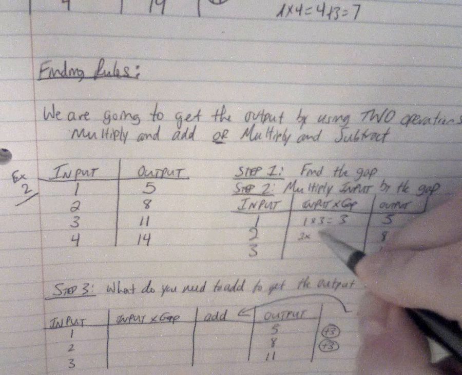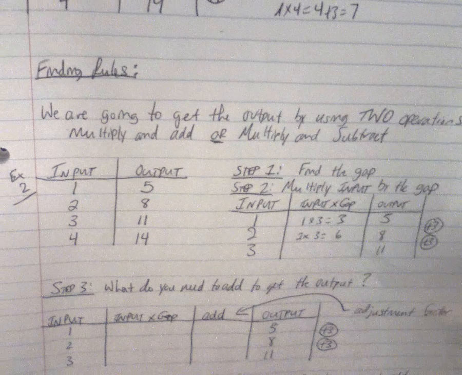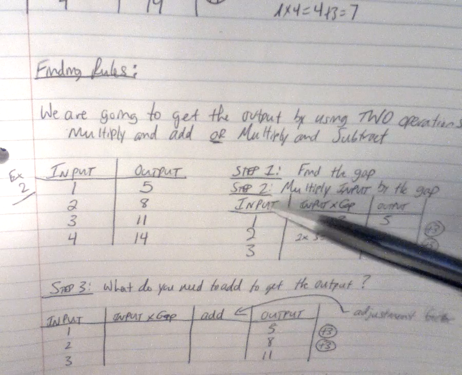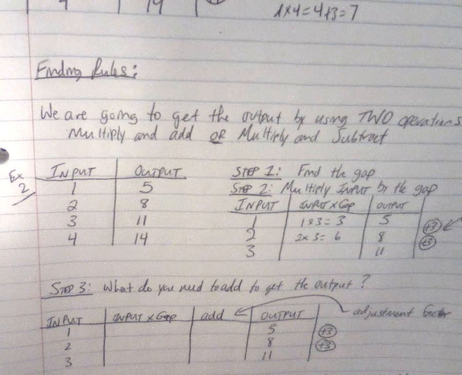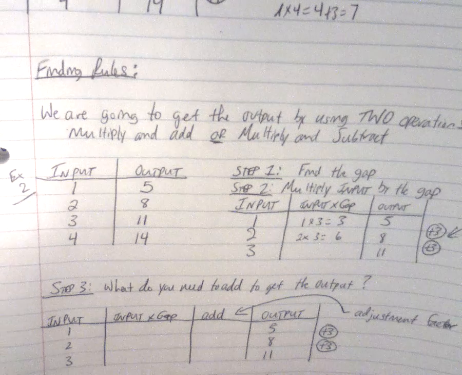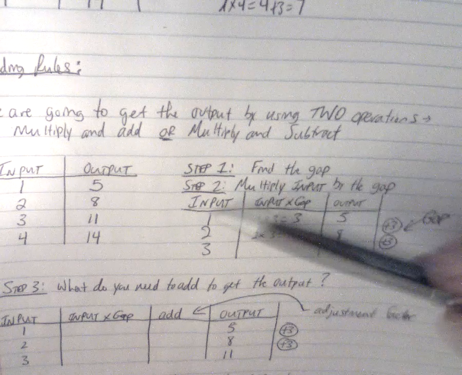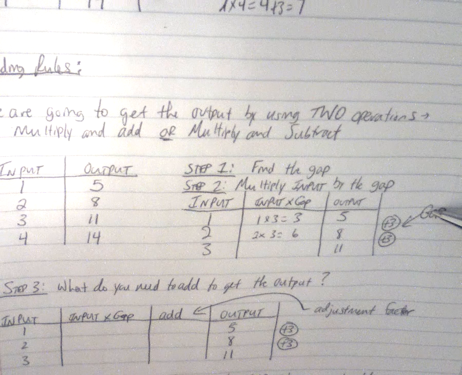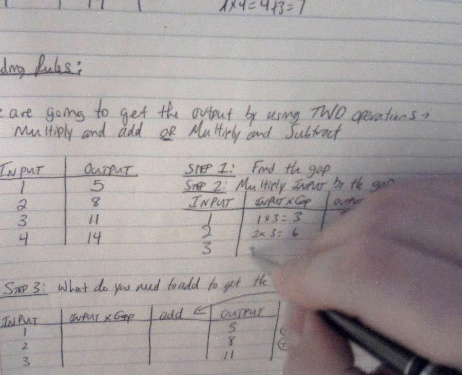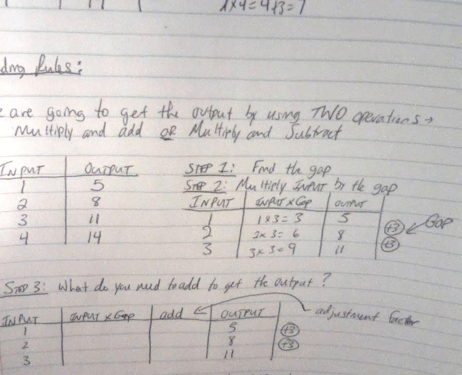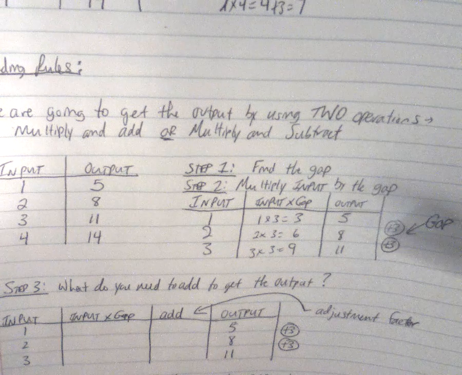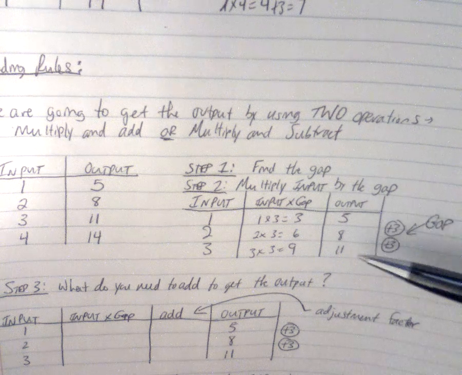2 times 3 equals 6, because what we're doing is we're multiplying the input times the gap. This is the gap right here. And we're just multiplying the two together. So we're multiplying the input times the gap. Okay? 3 times 3 is going to give us 9. Okay? Now what you're going to notice is that it doesn't match up with our output.